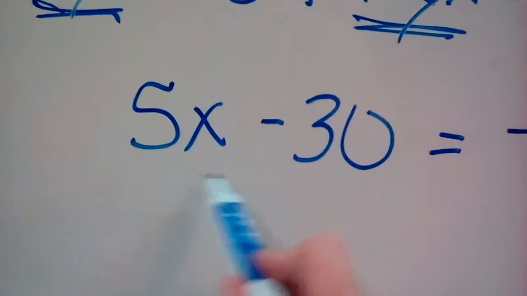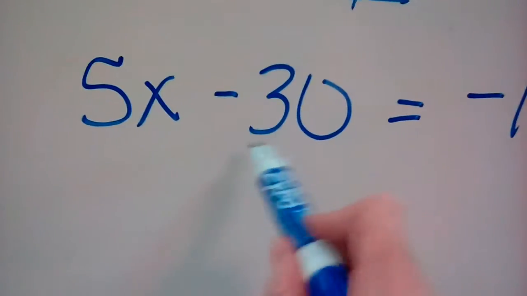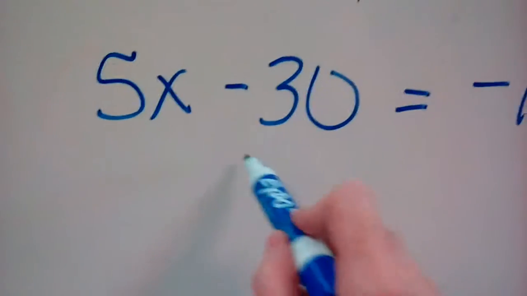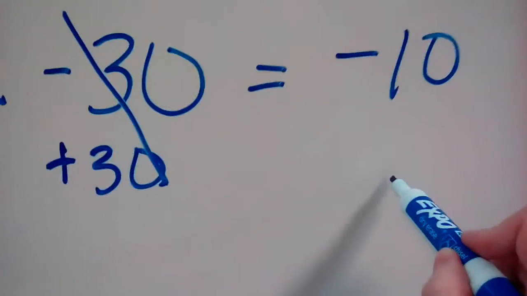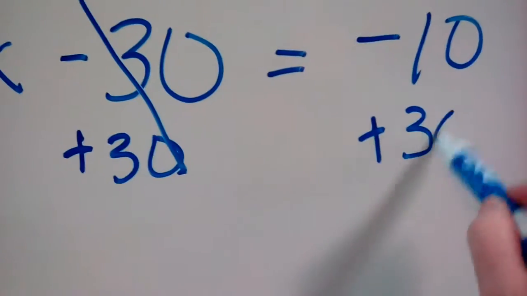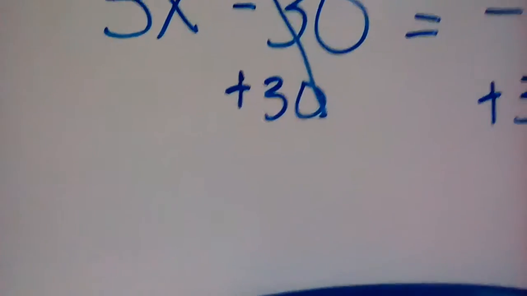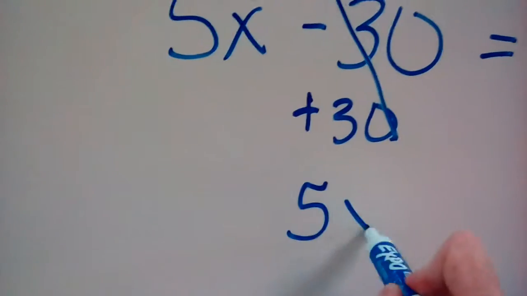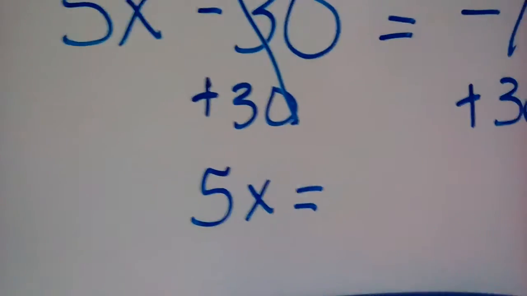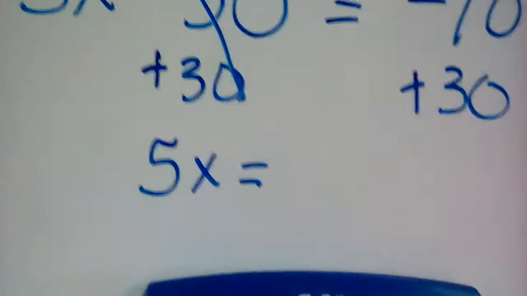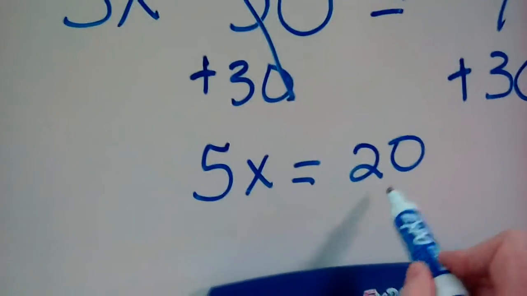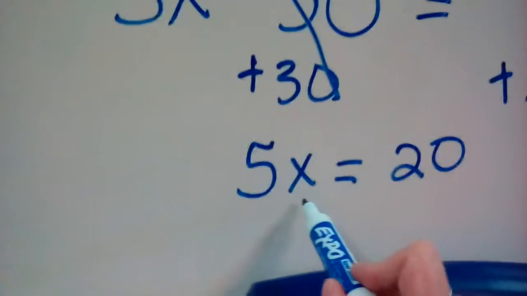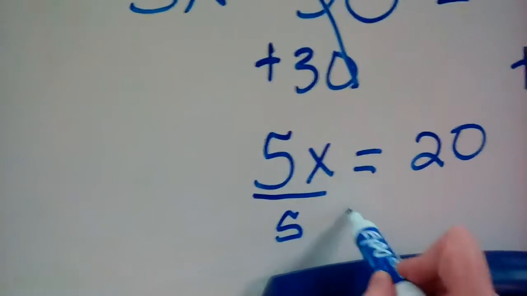Remember, x always wants to be by himself. So if I have negative 30 here, the opposite of that is going to be positive 30. This cancels out. Whatever I do to one side, I got to do to the other. Okay? So now I have 5x is equal to, well, what's positive 30 minus 10? Well, it's going to be 20, right? So now it's saying 5 times a number is going to be equal to 20. And what's the opposite of multiplication? Division.